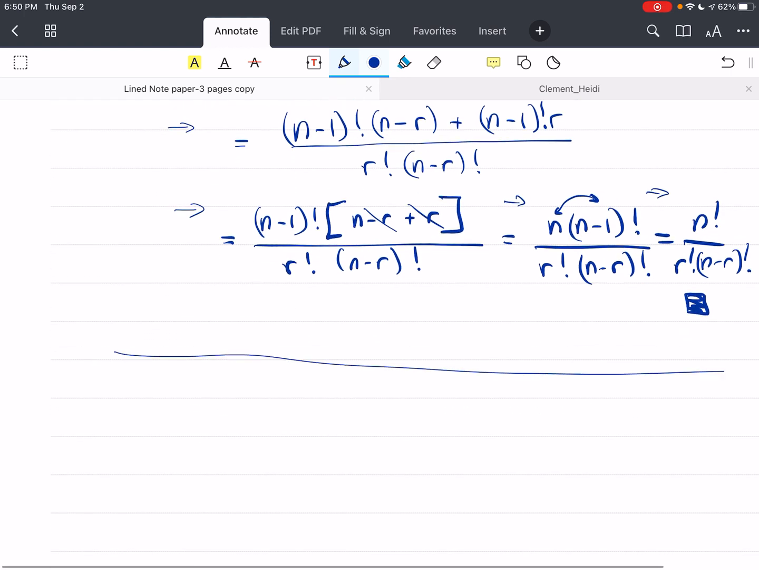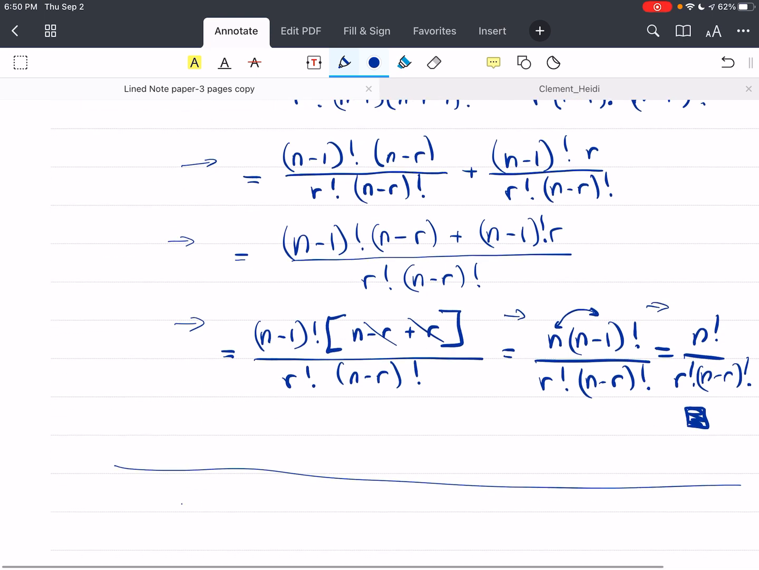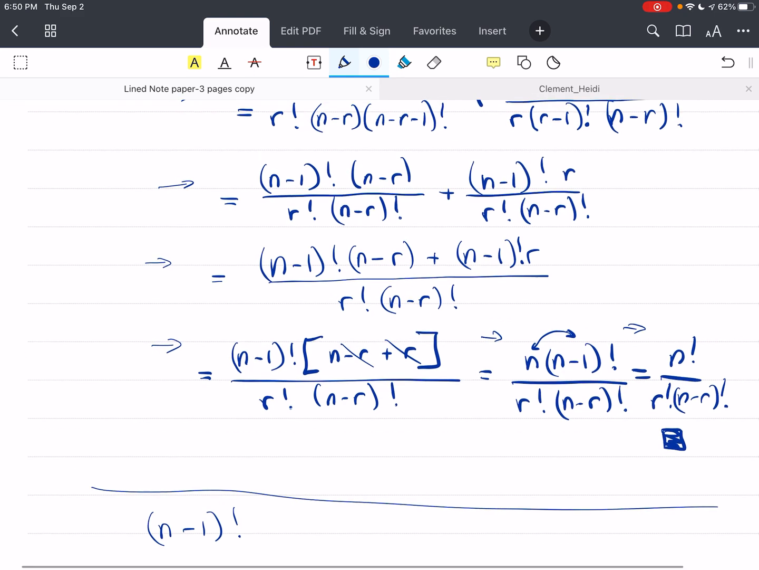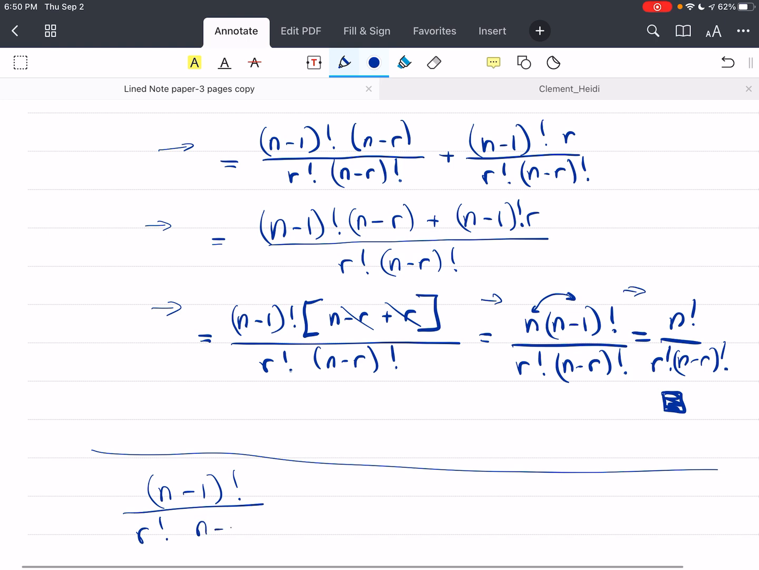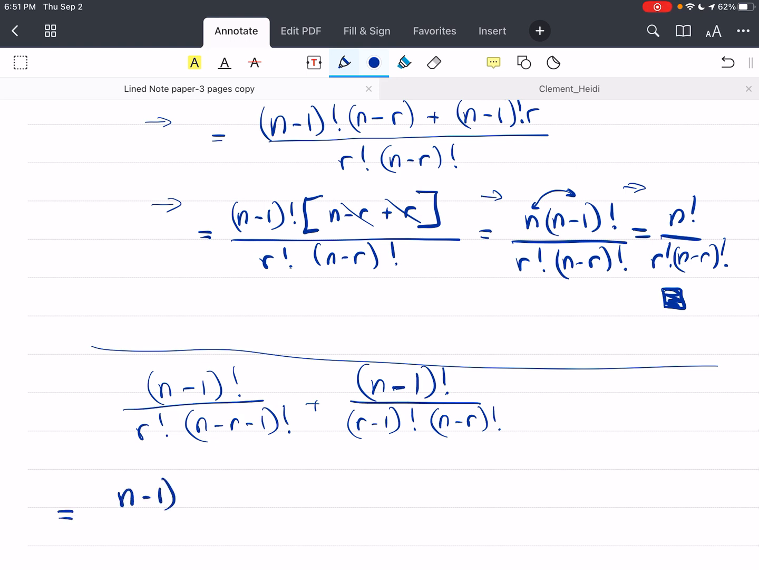So the way I did it in the solutions is when I got to here: (n minus 1)! over r! times (n minus r minus 1)!, plus (n minus 1)! over (r minus 1)! times (n minus r)!. What I did was I factored out the (n minus 1)! from the top. And so in the first fraction, that leaves me a 1. And in the second fraction, that leaves me a 1 in the top.